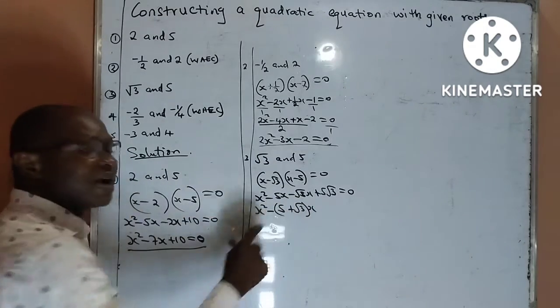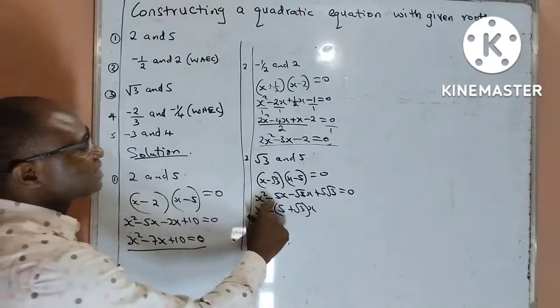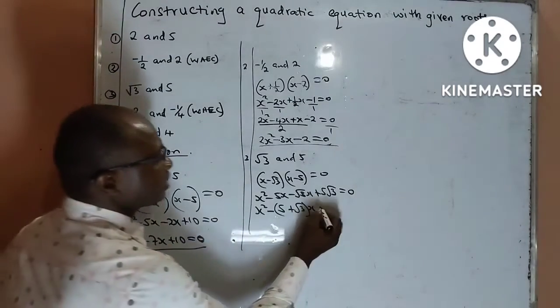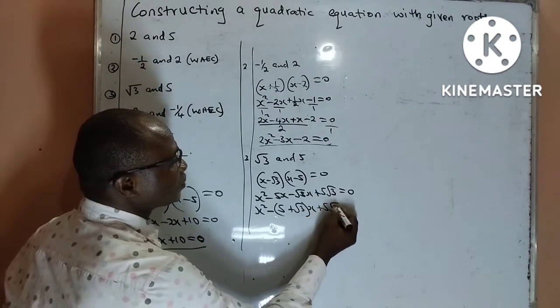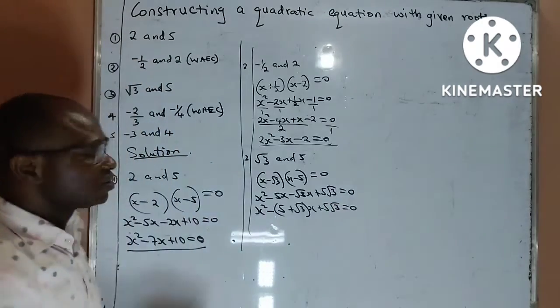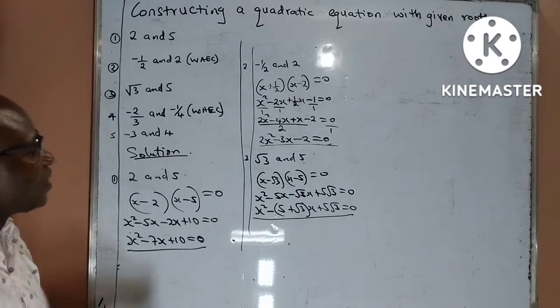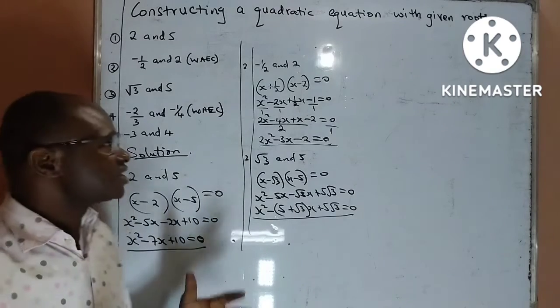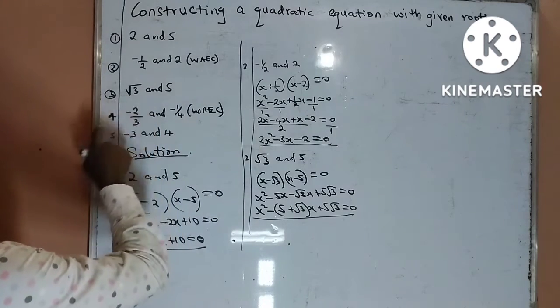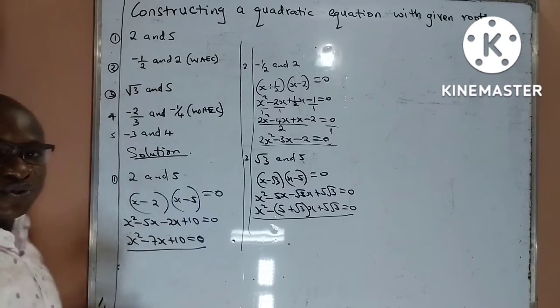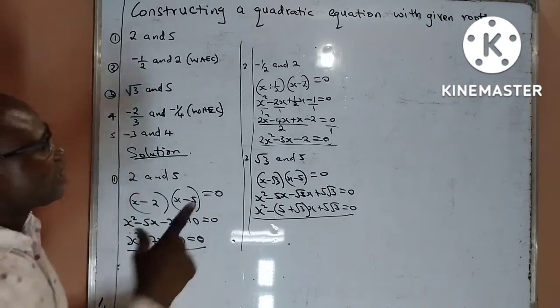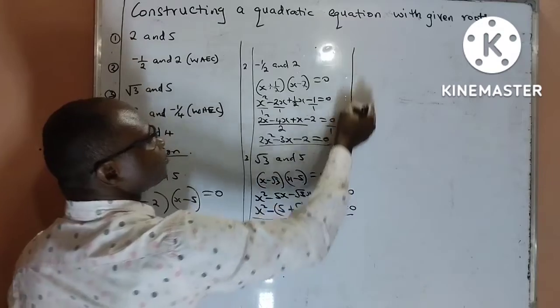So if I put it back into the bracket, I will get exactly what I have here. Then plus 5 root 3. Everything equal to 0. Final answer. There is nothing else you can do here. This is the quadratic equation that is needed to be formed using these two roots. Alright? Let's go to number 4.